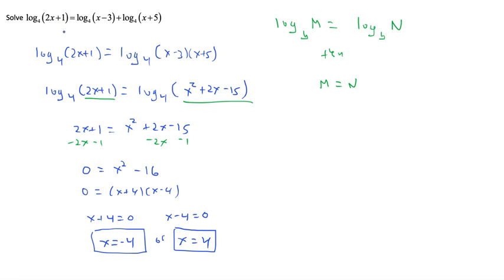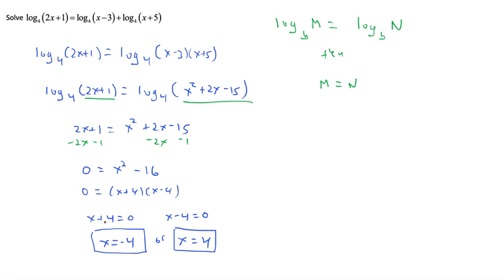Now you notice when you plug the 4 into here, into here, into here, everything's okay. But what happens when you plug the negative 4 here? We get something like negative 7 here, here we get negative 7, here we get positive 1. That's fine. But if you plug the negative 4 back in here, we're going to get a log of a negative, which we know does not work.